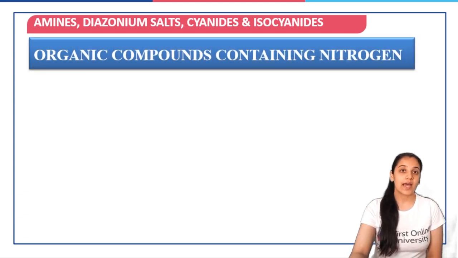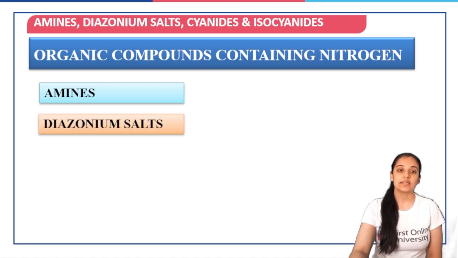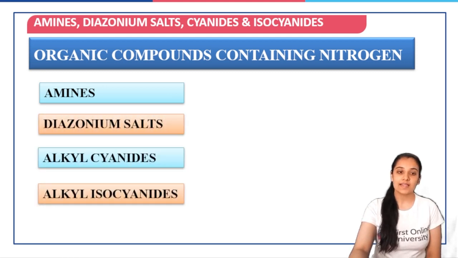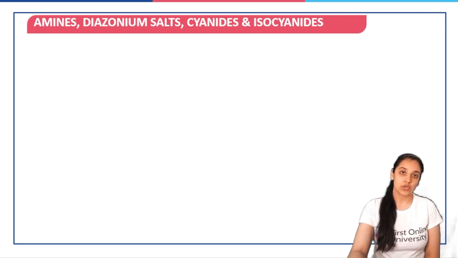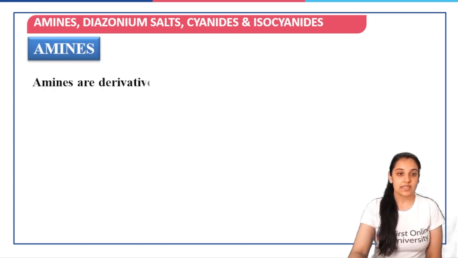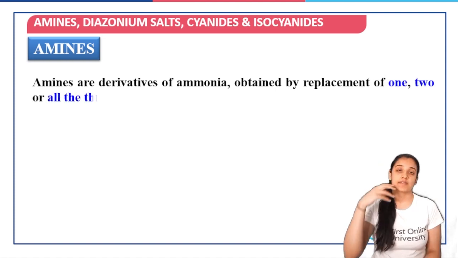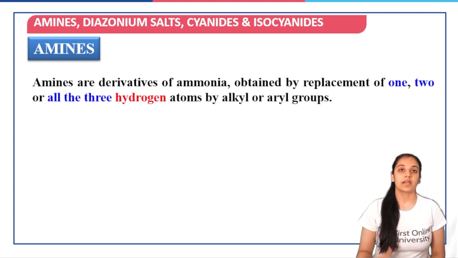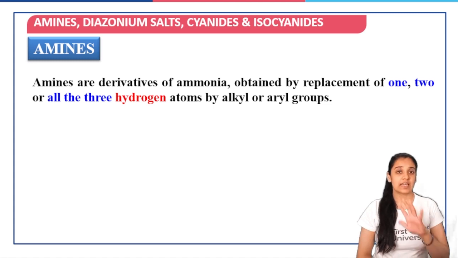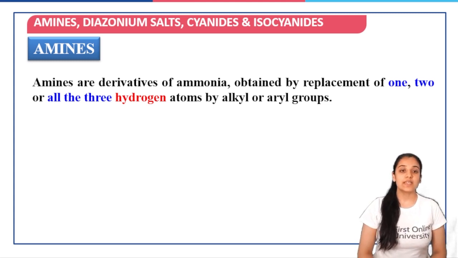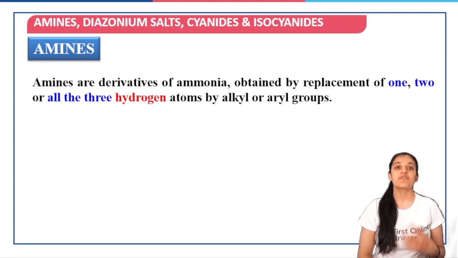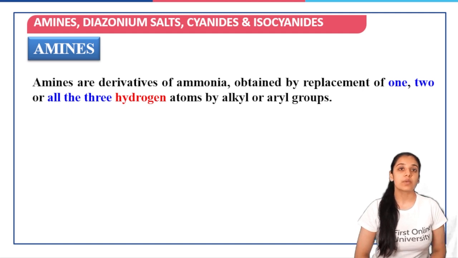Those organic compounds that contain nitrogen are either amines, diazonium salts, alkyl cyanides, or alkyl isocyanides. Amines are a very simple nitrogen containing compound, and this is something that everybody is aware of. Amines are basically the derivatives of ammonia. Ammonia is NH3. So when I say derivatives of ammonia, it means we will have the NH2 functional group present in an organic compound, and we call that organic compound an amine.